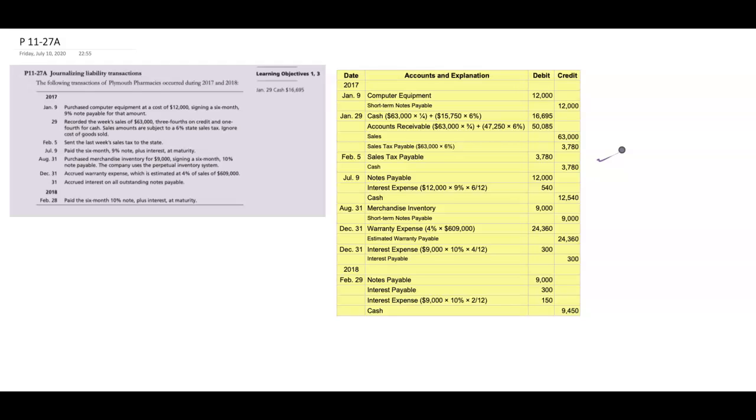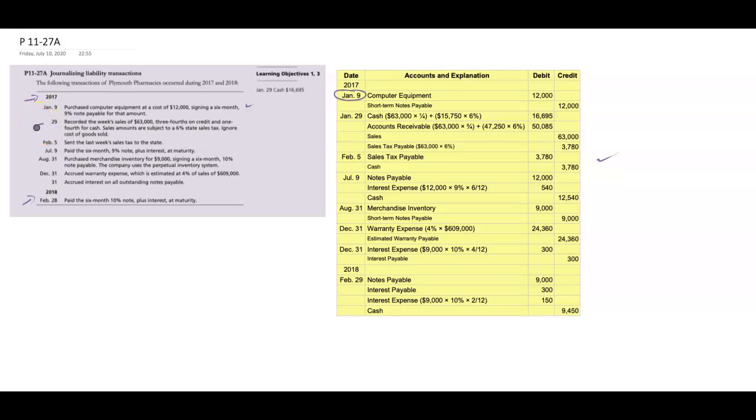those transactions. As you can see, this is all related to current liabilities, and it shows several transactions in 2017 and one more in 2018. The first one is the purchase of equipment at $12,000, 6-month note at 9%. So in the first case here, that's what you see here, the journal entry showing you increase equipment by 12,000 and you have a liability of 12,000.